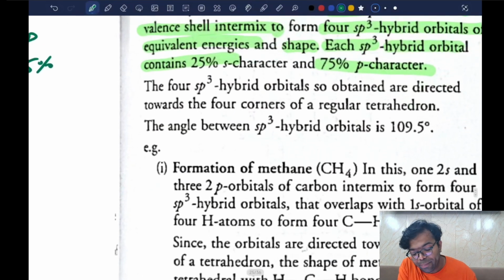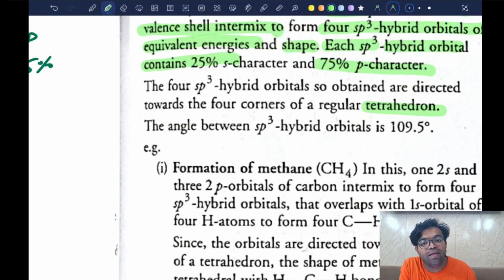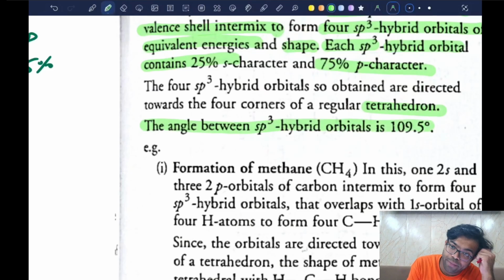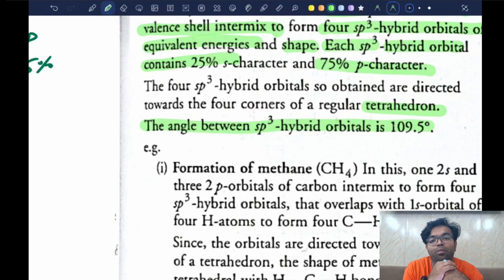Now, the four sp3 hybrid orbitals so obtained are directed towards the four corners of a regular tetrahedron. That is why you have a tetrahedral geometry in the case of sp3 hybridization. The angle between the sp3 hybrid orbitals is going to be 109 degrees and 5 minutes. Now you have to remember the bond angles. In sp hybridization, the angle between the two hybrid orbitals is going to be 180. In the case of sp2, it's going to be 120. In the case of sp3, it's going to be 109 degrees and 5 minutes.